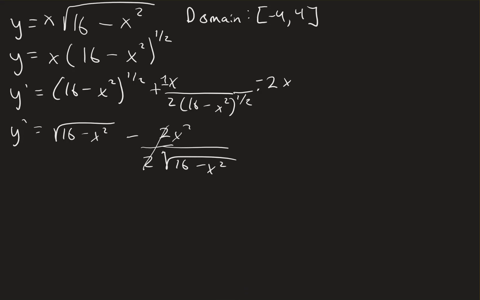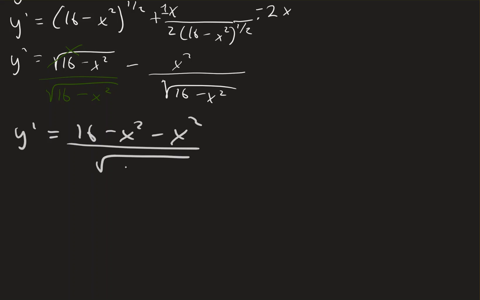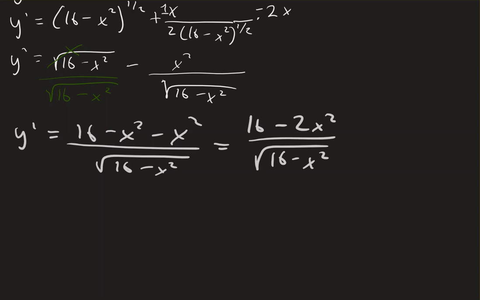Okay, and we can see that the 2's are going to cancel, so I'm just going to go ahead and erase those. And I'm going to force these two terms together with a common denominator. So if I multiply this one by the square root of 16 minus x squared, I need to multiply this one by the square root of 16 minus x squared. And luckily, the square root of 16 minus x squared times the square root of 16 minus x squared is just going to be 16 minus x squared. Okay, so with that progress, I've got 16 minus x squared over my now common denominator. And these are like terms, so I can go ahead and combine those together as well.